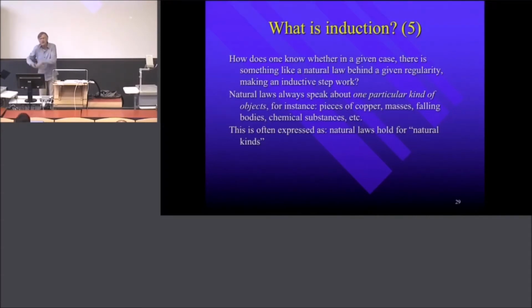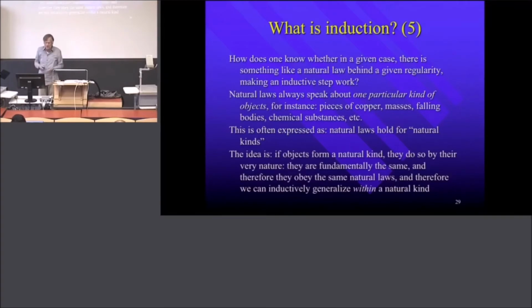That doesn't give you any information usually about what the other 10 coins are doing, because it's pure accident how they sit there. They don't form a natural kind of any kind, right? So the idea then is, if objects form a natural kind, they do so by their very nature, what they are. They are fundamentally the same, and therefore they obey the same natural laws, and therefore we can inductively generalize within a natural kind.